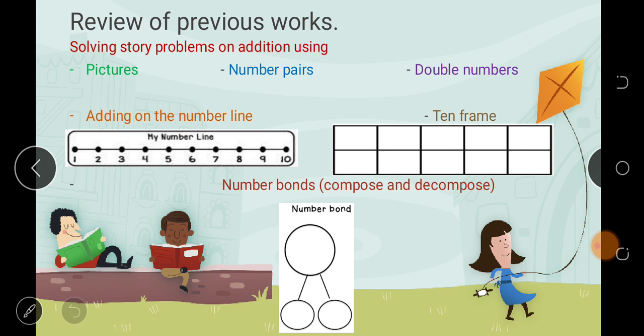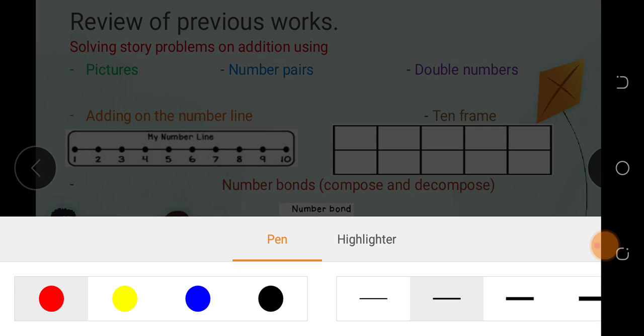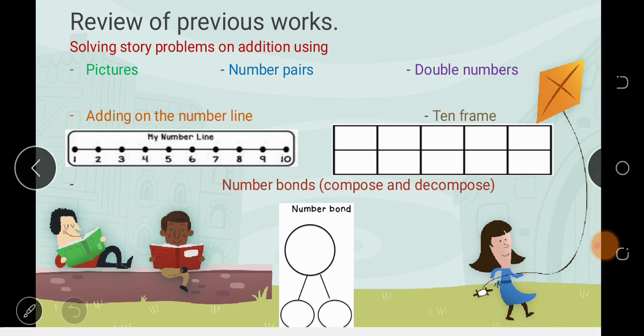Okay? We've learned solving story problems on addition using pictures. We've learned how to use pictures to solve story problems, drawing pictures, adding them together.